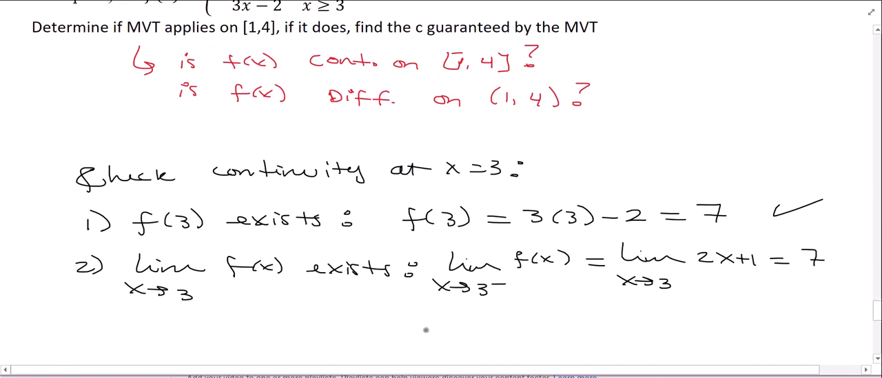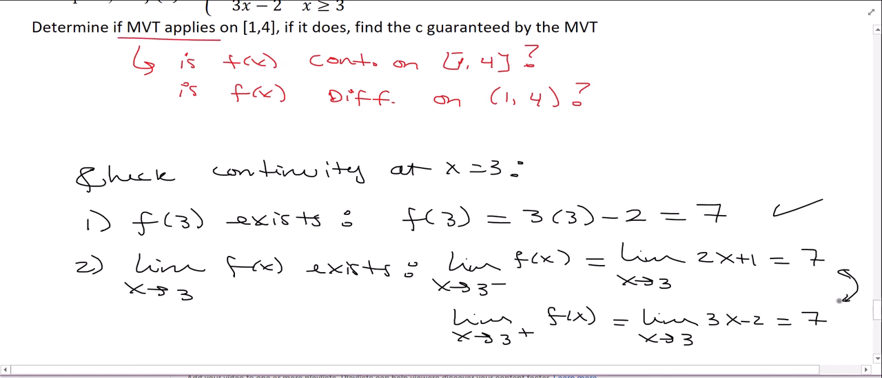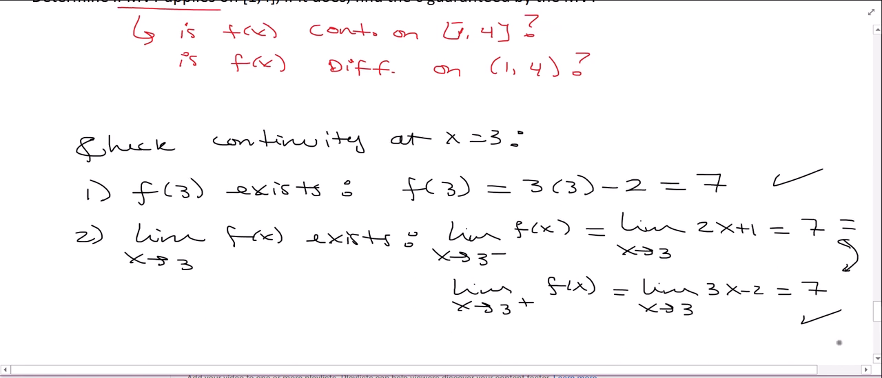And the limit from the right, we're following the other function. The limit as x goes to 3 of 3x minus 2, which is also 7. Are they the same? Yes, they're equal, so the limit does exist and the limit is 7.